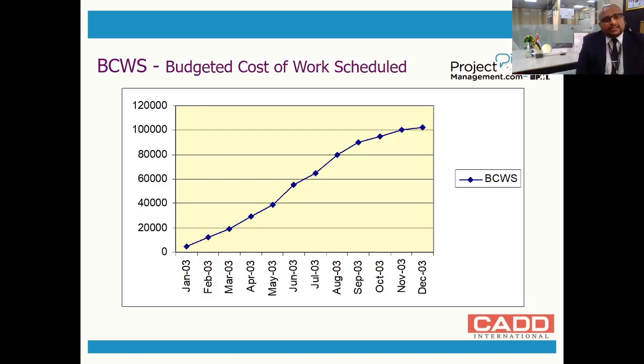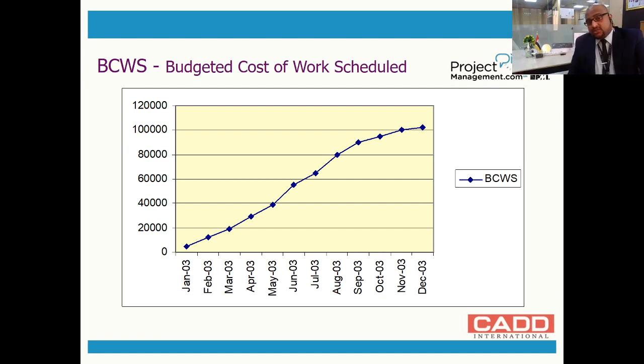When you plot a graph, this is how it will be. On January 3rd, if I start my project, this is going to be the cost, that is from 0. And when it ends on December 3rd, it's going to be around 10,000 or 1 lakh, 1 million or something. So this is the budgeted cost of work scheduled. This is my plan.